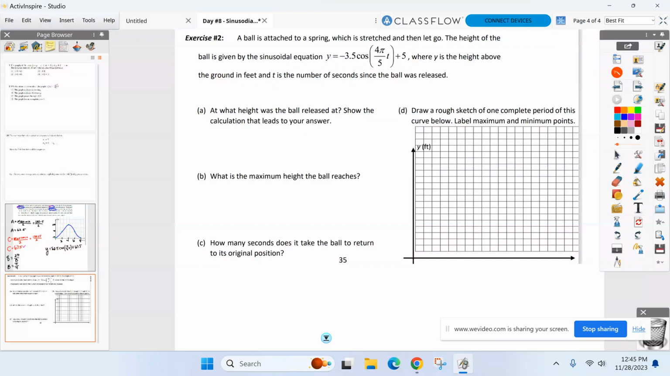Okay, so we've got the equation, ready to roll. I want you to think about this because I'm not coming out and saying min, max, midline here. For part A, at what height was the ball released? Look at the equation. It's what type of curve? It's a cosine curve, which usually we say would start where? Max, but what's it have on it? A negative. So really, what am I looking for in part A? The ball is going to be released at its minimum. Everyone see that? It's not going to be released at the max because I got a negative. So it's actually going to be released at the minimum.